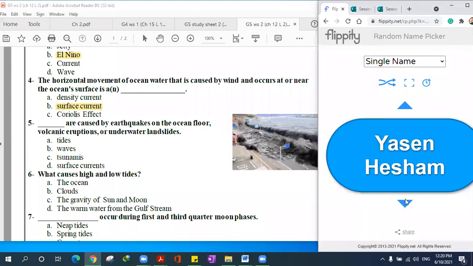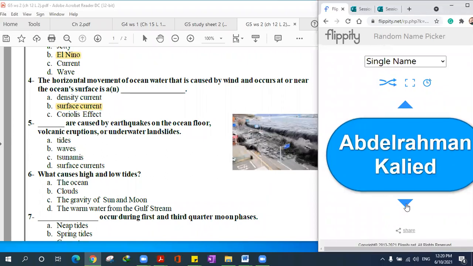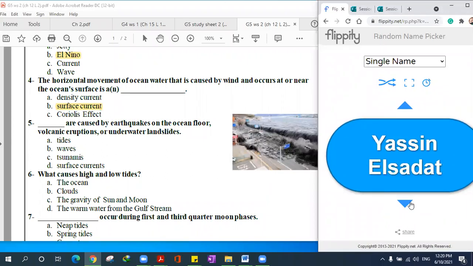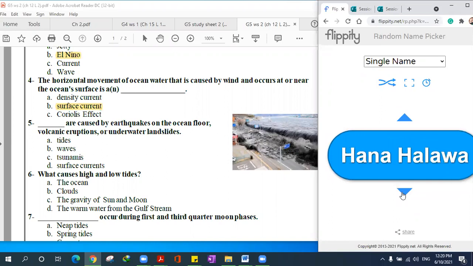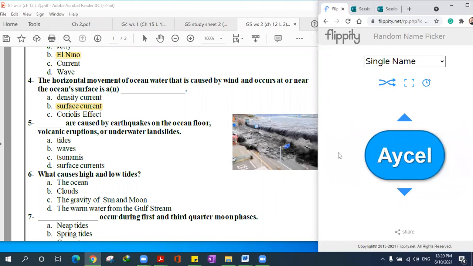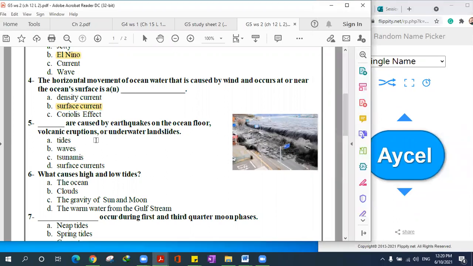Now we have Yassine Sadat. Abdurrahman Khalid is not here. Hannah Halawa is not here too. Aysel is here. Aysel, can you answer number 5? What are caused by earthquakes on the ocean floor, volcanic eruptions, or underwater landslides? What do you think is caused because of all of this? These catastrophic, or dangerous, things.